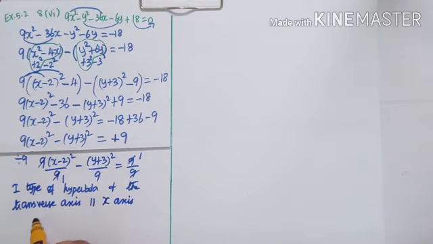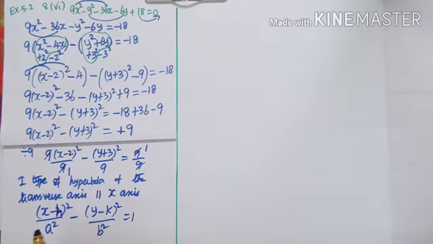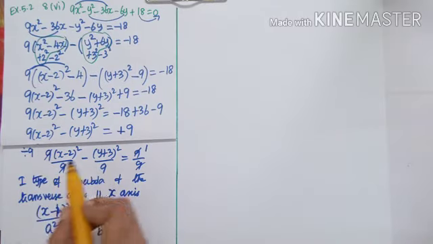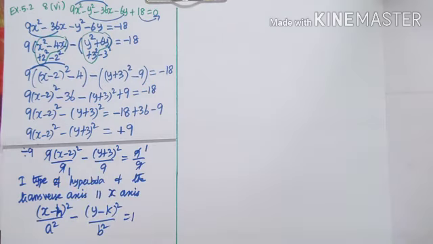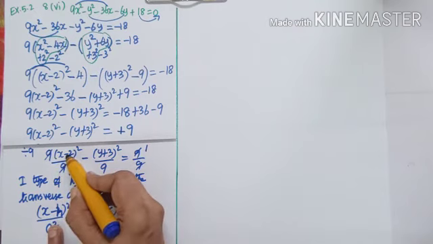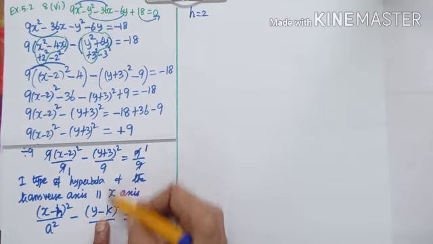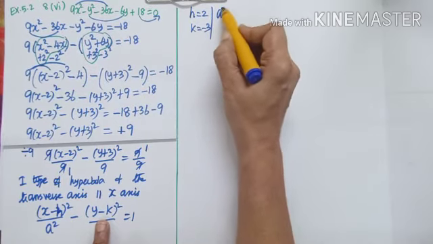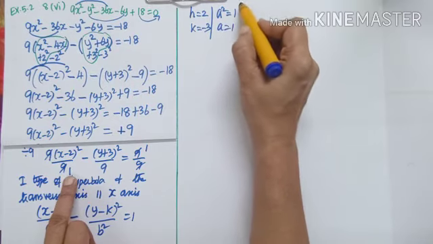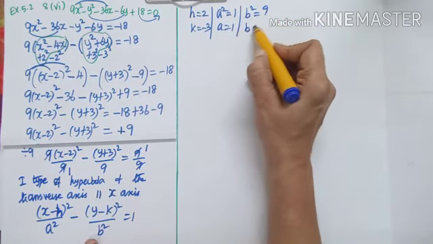The next idea, compare with the general equation x minus h the whole square by a square minus y minus k the whole square by b square equals 1. So what is the general equation of the hyperbola, of second type or first type? First type tells me x is positive, second type tells me y is positive. In this question, x is positive, so we declare this is the first type of hyperbola. Comparing x minus h, x minus 2, so h is equal to 2. y minus k, y plus 3, comparing, k equals minus 3. a square equals 1, so a is 1. b square equals 9, so b equals 3.